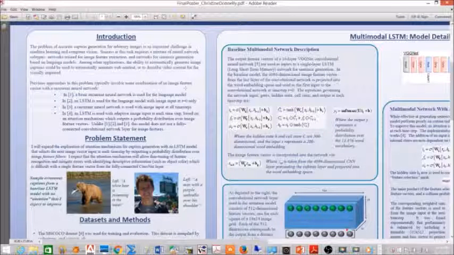But in one work by Kelvin Xu and his co-authors, an attention mechanism is used, whereby the recurrent neural network is shown a portion of the image feature information at each time step. And in my project, I also use an attention mechanism with a different algorithm for selecting the attended image region at each time step.